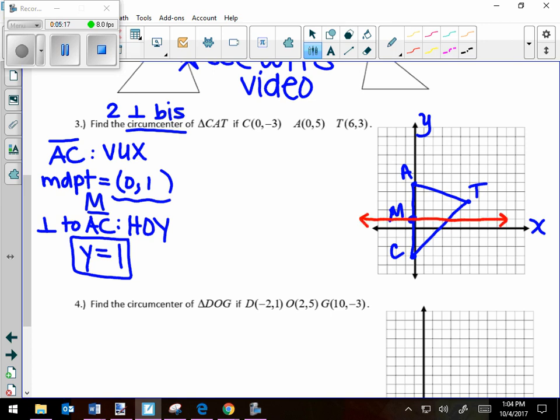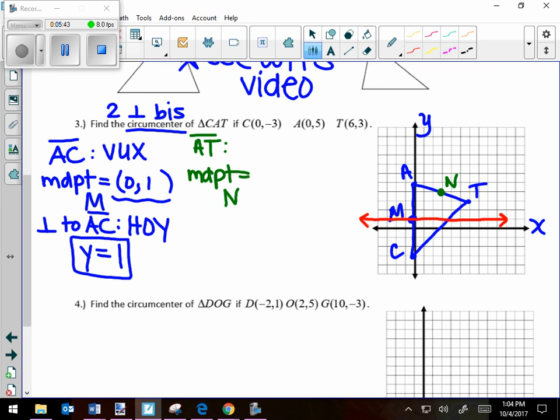I also have to find a perpendicular bisector to one of my other two sides. So what I'm going to do is you can pick either one. I'm going to pick AT as my other side that I look at. When I look at AT, I can visually see where the midpoint is. This time I'm going to call the midpoint N. You can call it whatever you want.